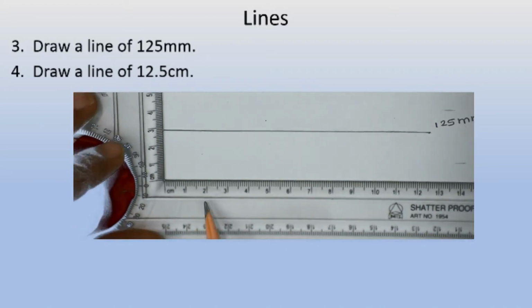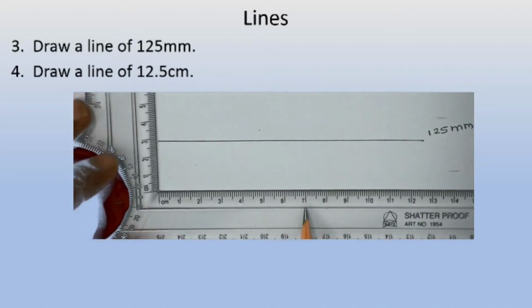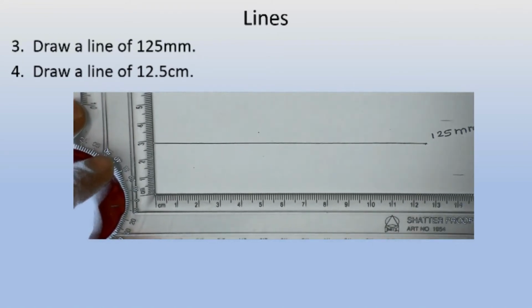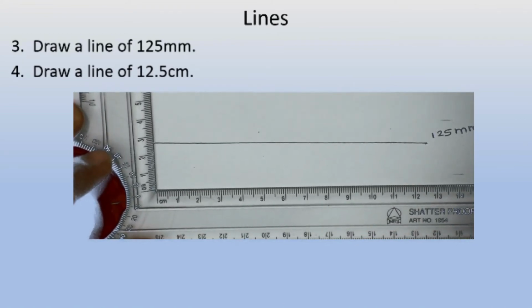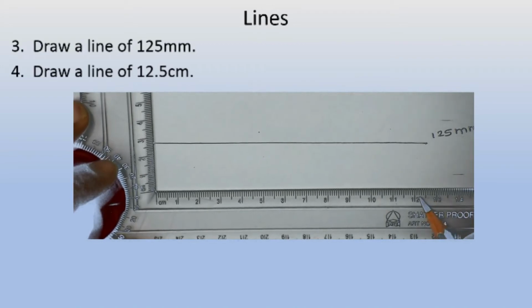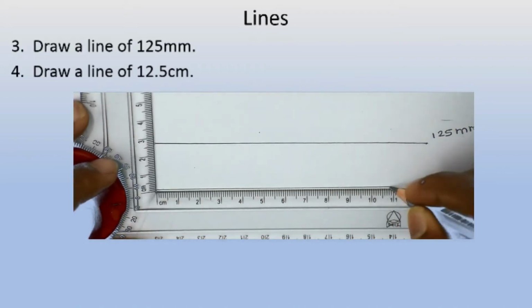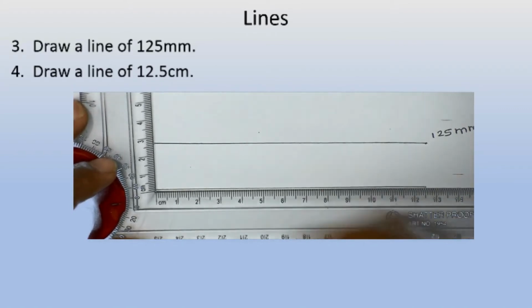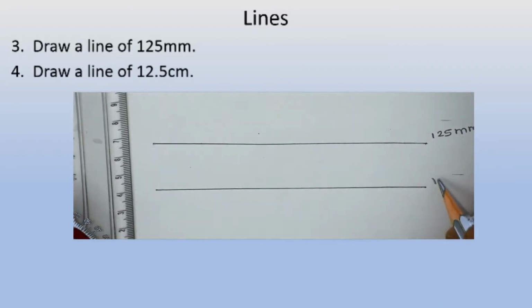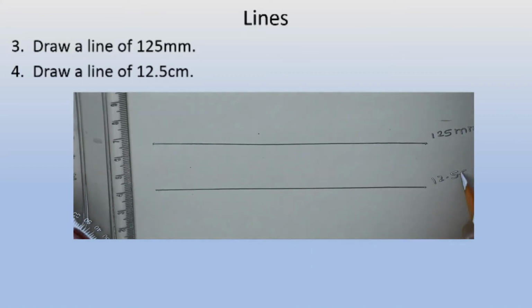And our fourth question, 12.5 centimeters. So I will count the centimeters, the 12, between 12 and 13. Again the same thing here. So between 12 and 13, 12.5. So from the starting I've taken the 12.5 centimeter distance.